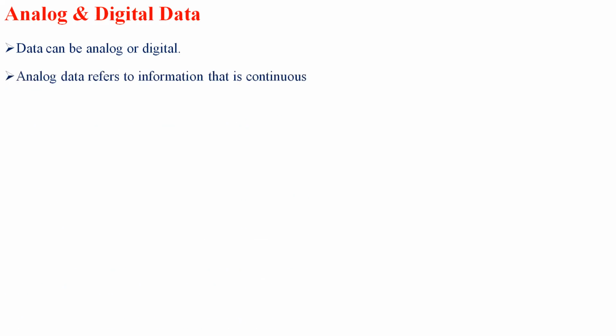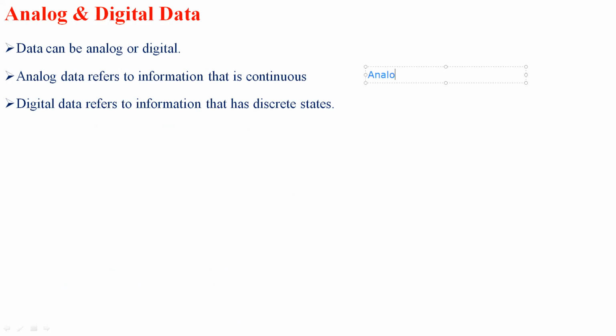Here the term analog is nothing but information which is continuous, whereas digital is the opposite of analog, that is, digital data is information that has a discrete state. So let us consider an example for analog as well as digital data. Let's take the example of an analog clock. I think you are all familiar with the analog clock, right?